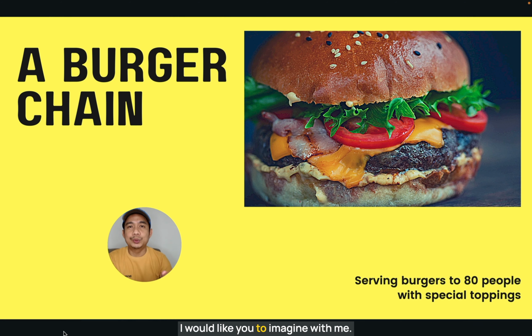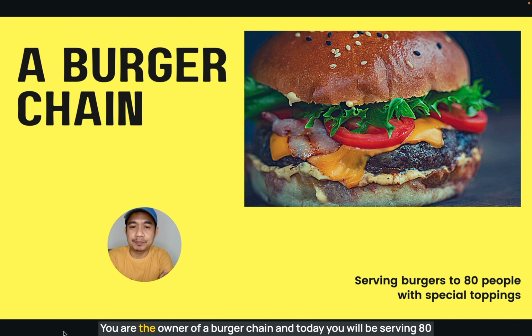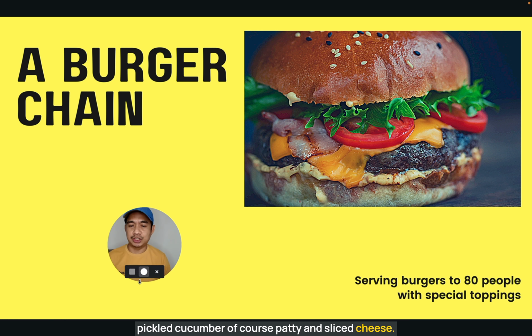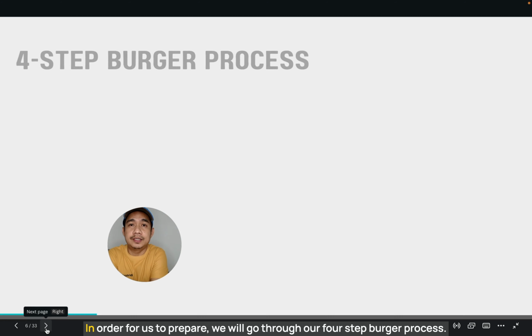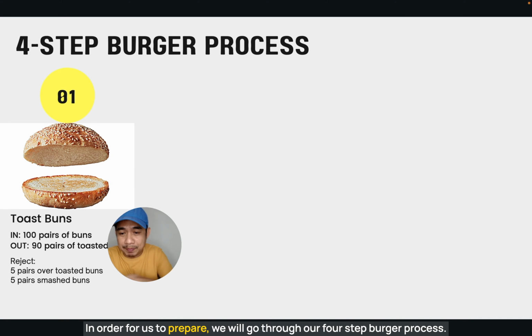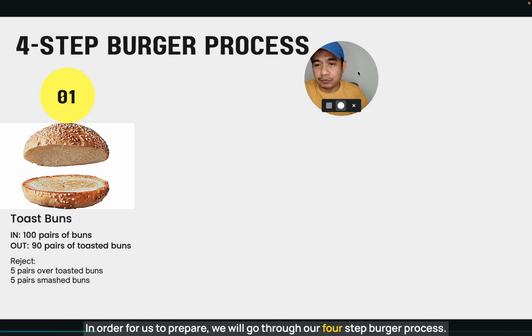I would like you to imagine with me, you're the owner of a burger chain, and today you will be serving 80 people with burgers, of course, and they have requested special toppings. These special toppings include mustard, tomato, lettuce, pickled cucumber, of course, patty, and sliced cheese. In order for us to prepare, we will go through our 4-step burger process.